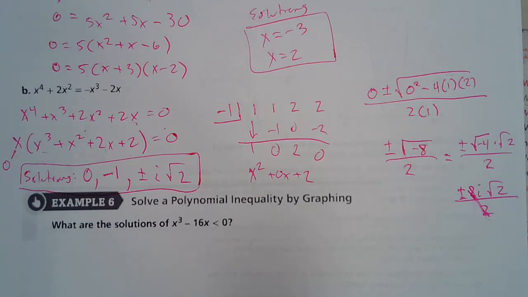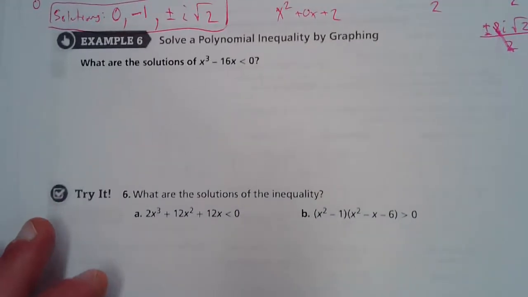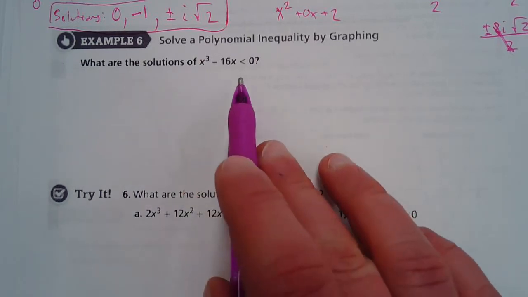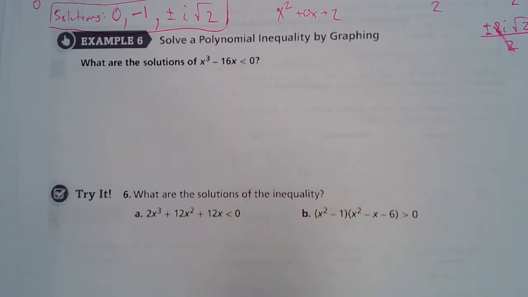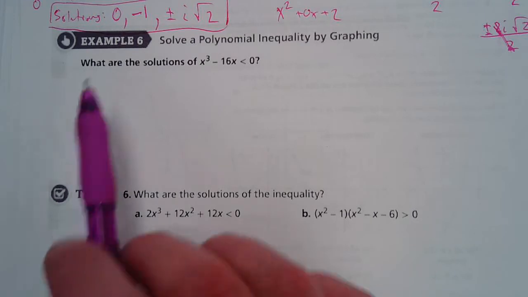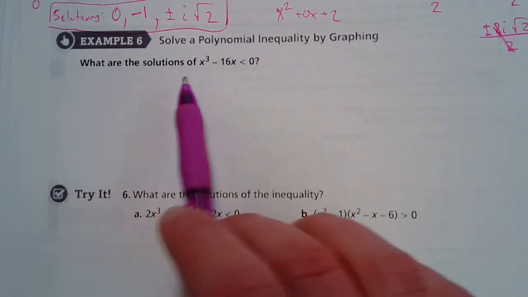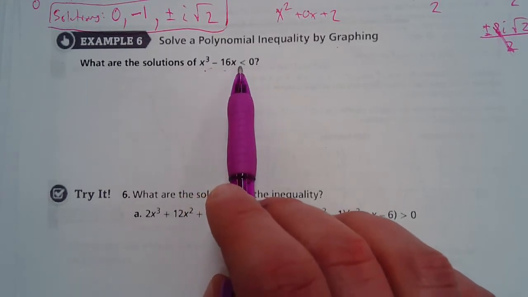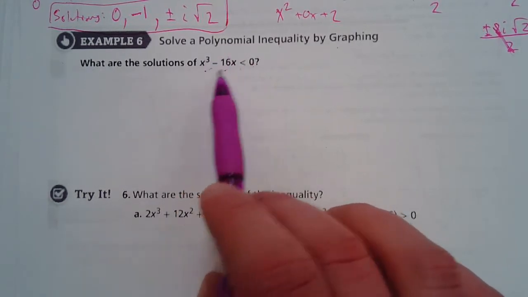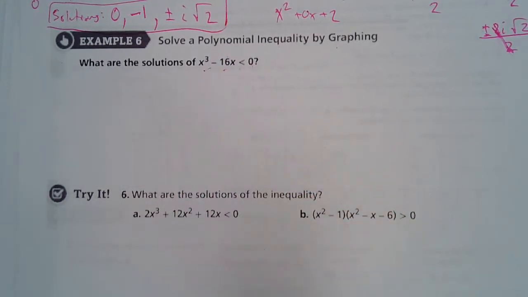By contrast, the next problems are actually pretty easy. If you remember back at the start of this whole class, Algebra 1, Algebra 2, when we started doing inequalities and when is a graph positive versus when is it negative, that's what this stuff's going to be. When it says we're dealing with inequalities by graphing, what are the solutions of x cubed minus 16x less than 0? In other words, when is this graph below 0 on the graph?